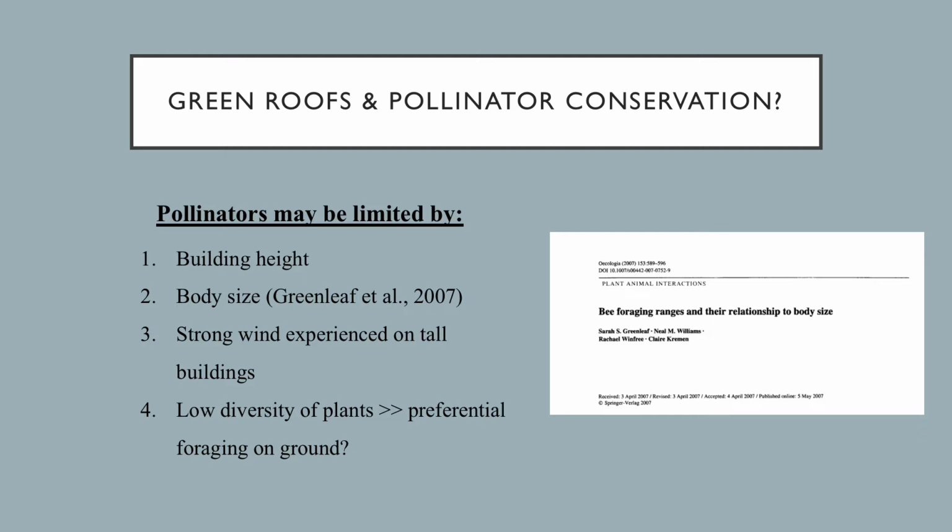However, pollinator dispersal to green roof sites may actually be limited by building height of the roof. Despite being highly mobile, many pollinators may be limited in flight ability. For example, Greenleaf et al. 2007 researchers demonstrated that bee flight distances were positively correlated to their body size. More intense wind is also experienced on taller buildings, so for some pollinators it may not be worth it to invest the energy to fly vertically to forage for food or habitat, especially since green roofs offer limited plant diversity.